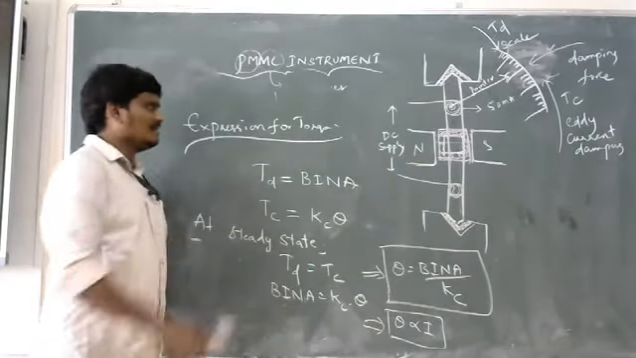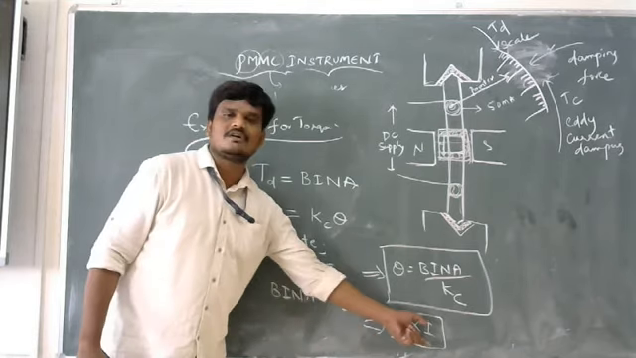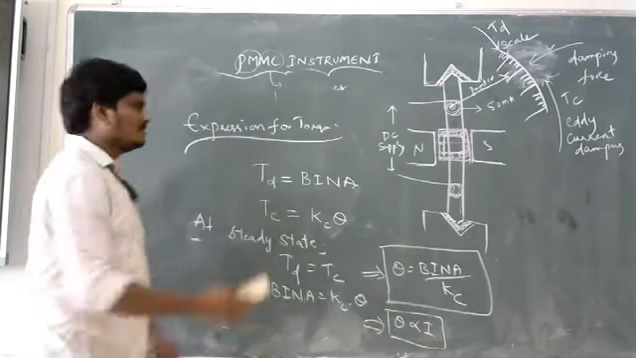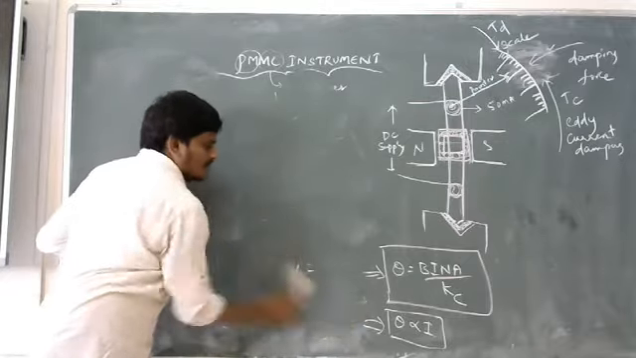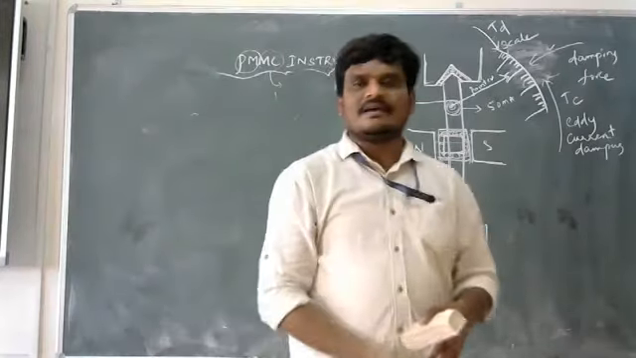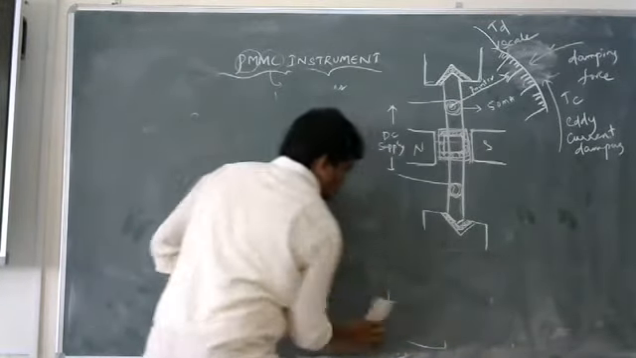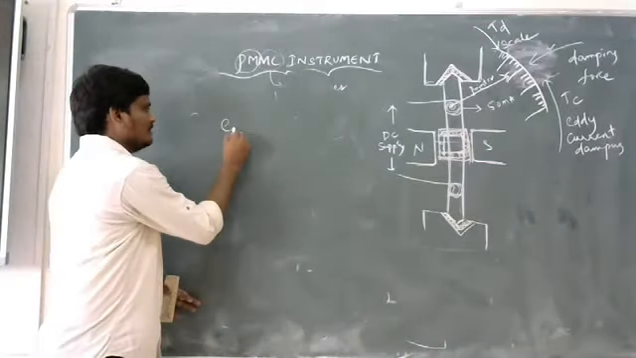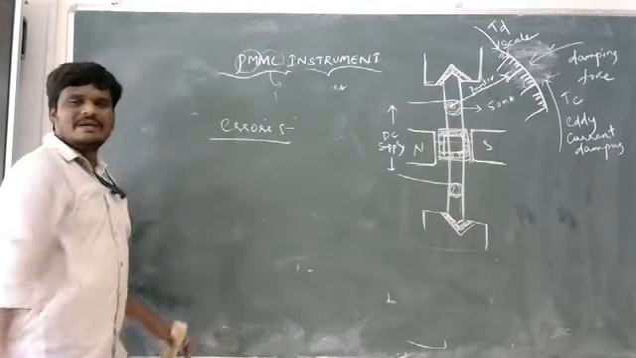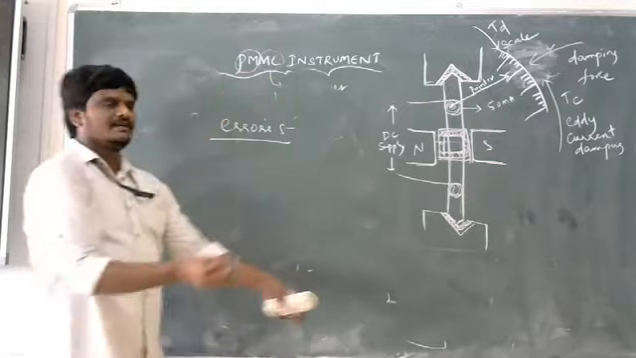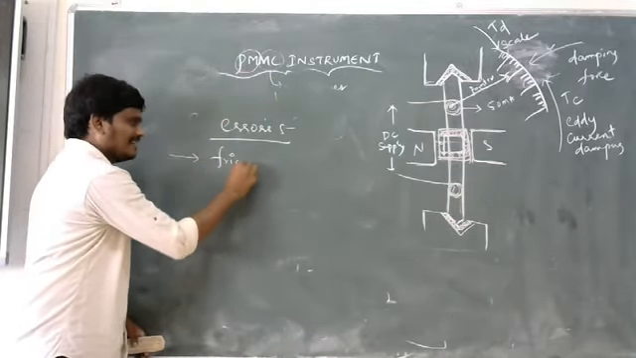This is regarding the expression of torque and the relation between the deflection of the pointer and the current in a PMMC instrument. Now we will move to the errors in a PMMC instrument. The major types of errors present in a PMMC instrument are: the first one is frictional error.